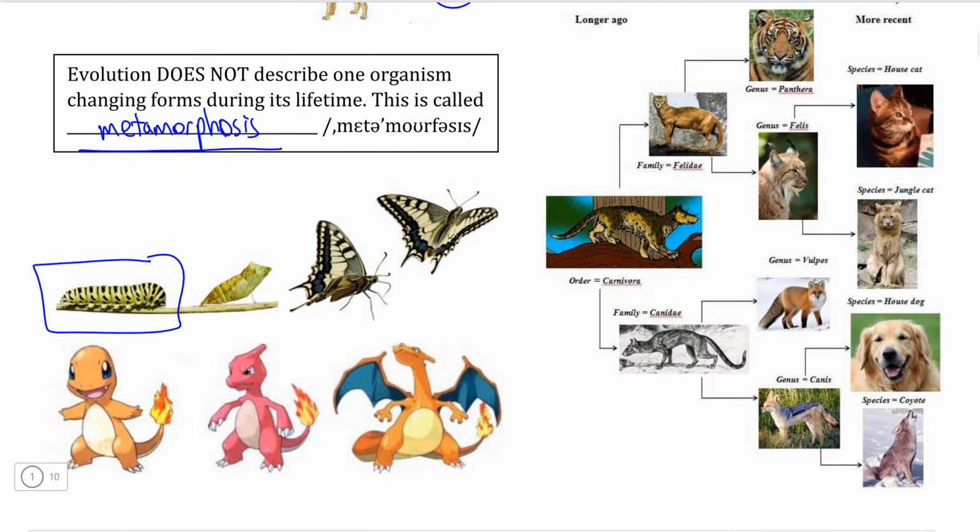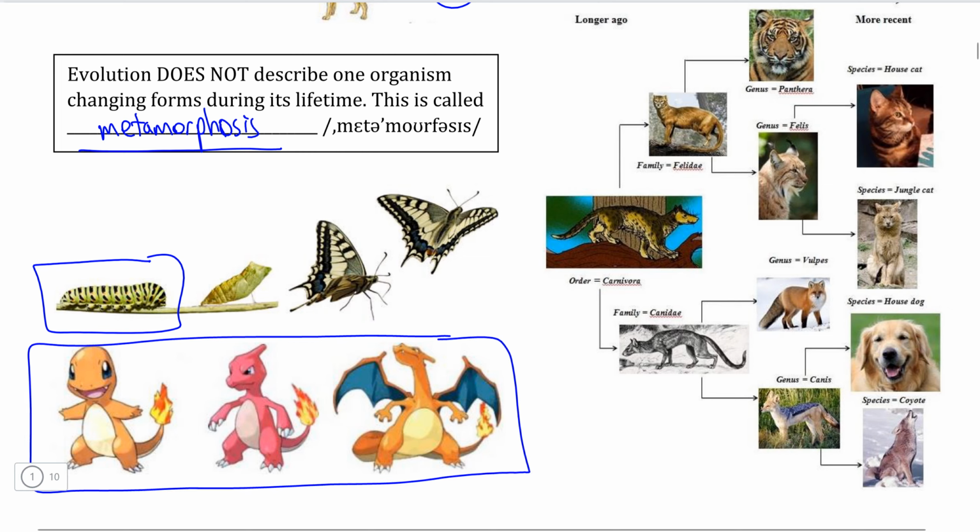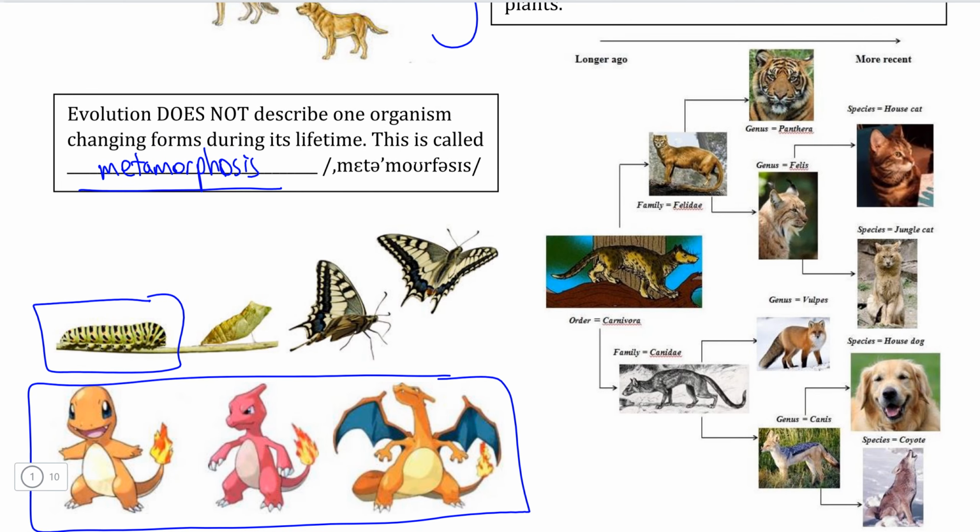Like this. And for me personally, I blame the presence of Pokemon as being the single greatest contributor to this misunderstanding of evolution.